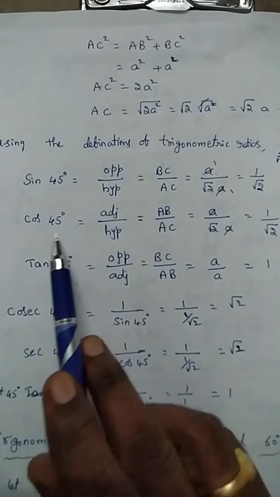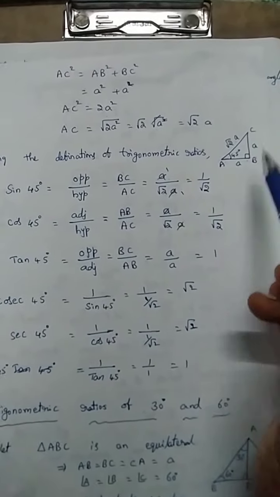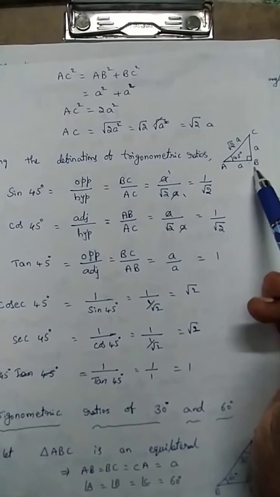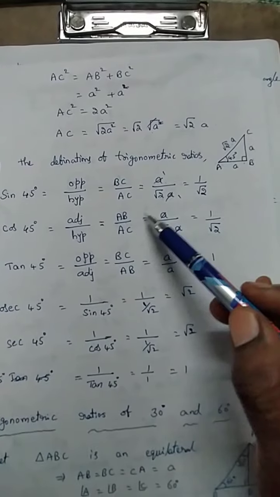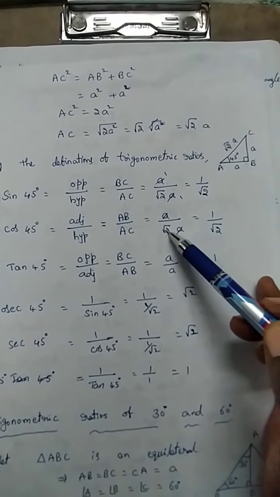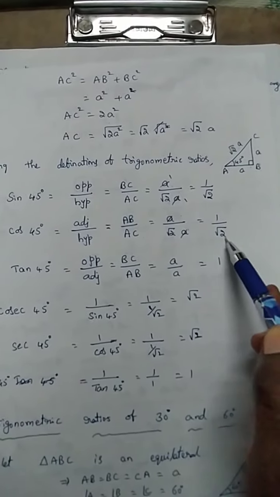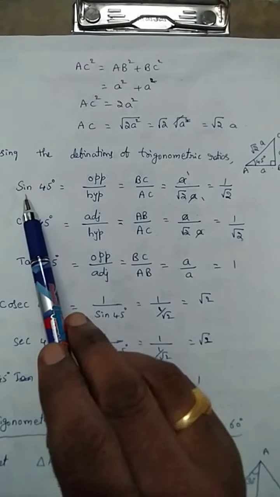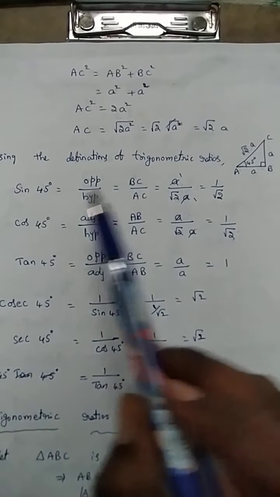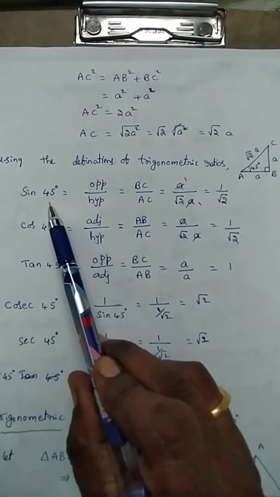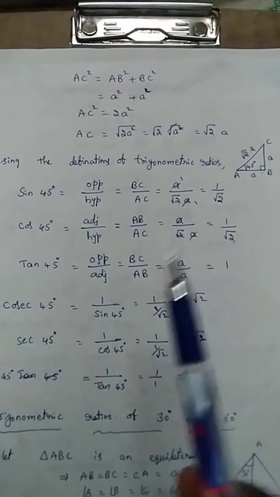Coming to cos 45 degrees, the formula for cos is adjacent by hypotenuse. What is the adjacent side here? AB. The hypotenuse is AC. The AB measure is A, by the AC measure root 2A. The A's cancel, then the balance is 1 by root 2. Here we observe one thing: sine 45 degrees is 1 by root 2, and cos 45 degrees is also 1 by root 2. So the values of sine and cos for 45 degrees are the same.